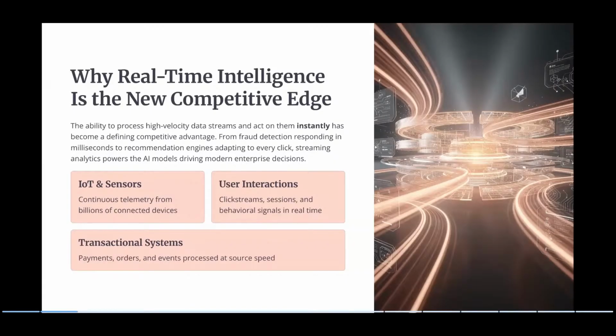We can literally see this transform many areas, for example IoT and sensors, user interactions, transactional systems, and so on and so forth. Let's take a slight preview into each of these systems. Let's take the example of IoT and sensors. Let's say you're running a manufacturing plant.